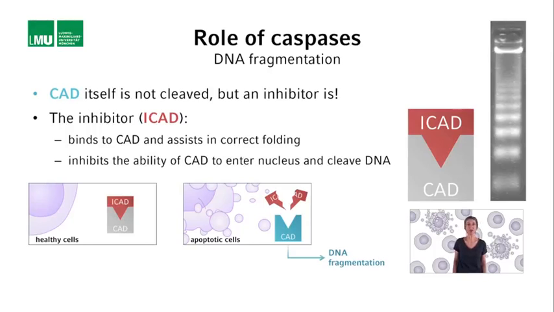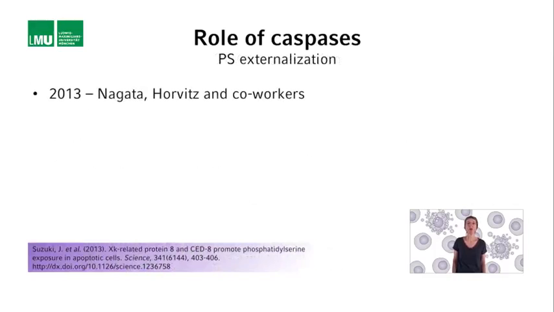This great story was published in two back-to-back papers in the journal Science in 1998, and I think it's a beautiful example of how active caspases induce the changes that are typical of apoptotic cells and that are necessary for cellular demise. The second story was just published in July this year and also in the journal Science.